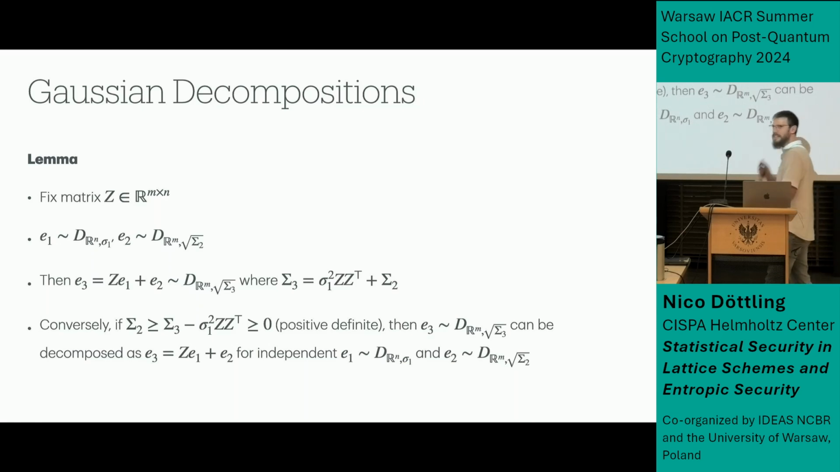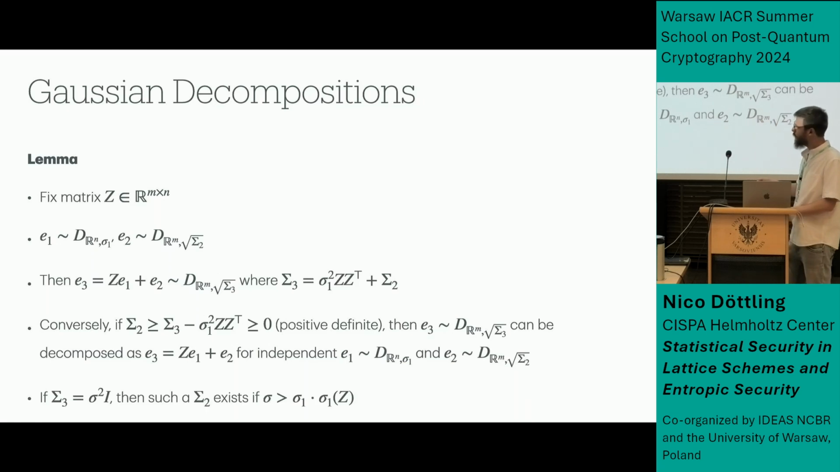And this is really the magic of Gaussians: you just give me some E3, which is completely oblivious of this matrix Z, and I can make this Gaussian Z times E1 appear out of E3. E3 may know nothing about Z, but just by choosing this covariance matrix carefully, all of a sudden it works. There's still a condition: sigma 3 minus this thing here has to be positive definite. And this is the case if, for instance, sigma 3 is of the form sigma squared times I, so E3 is a spherical Gaussian.